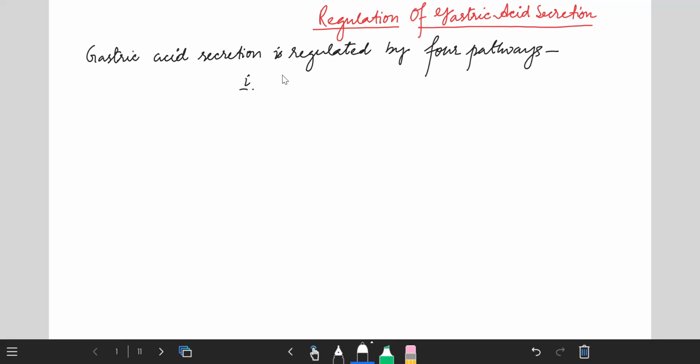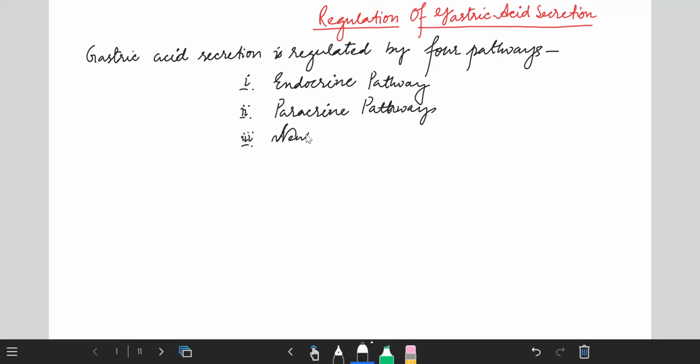First pathway is endocrine pathway, where gastrin is involved. Second pathway is paracrine pathway, where histamine and somatostatin are involved. Third one is neural pathway. Acetylcholine is involved in this pathway. And fourth one is autocrine pathway. In this pathway, transforming growth factor alpha is involved.